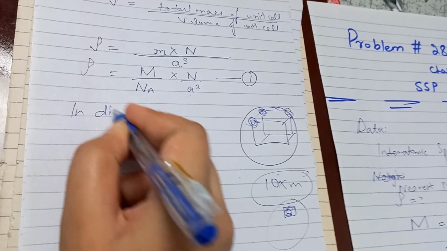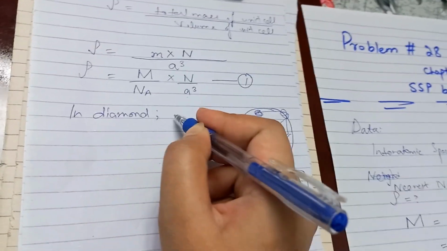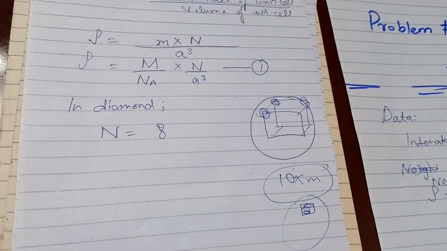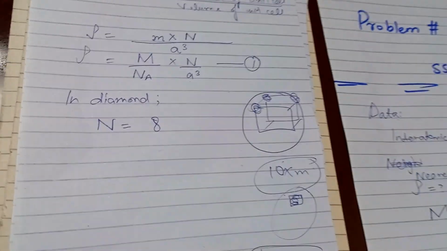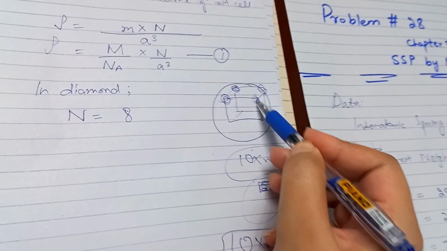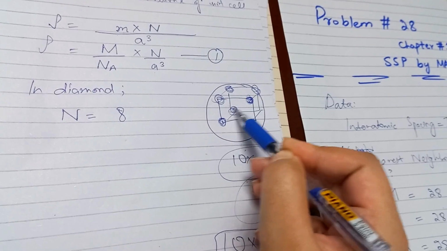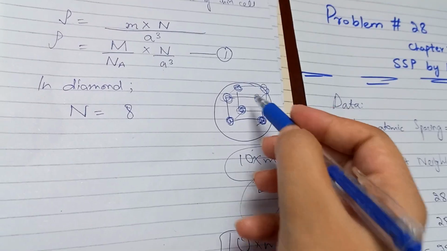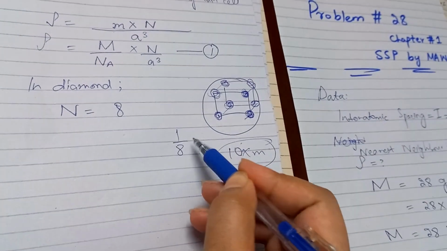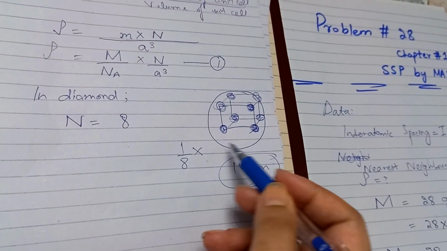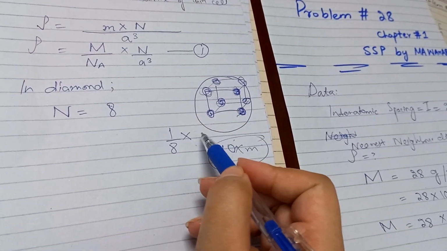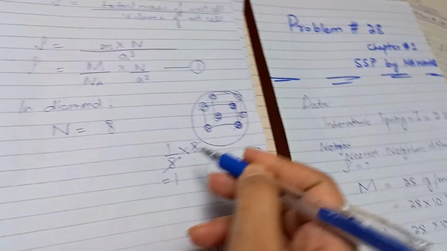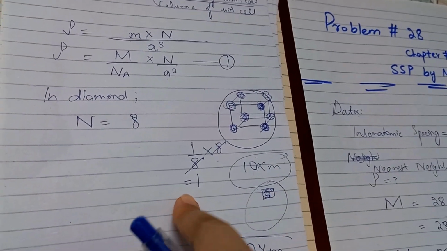In the diamond structure, the net number of atoms per unit cell is 8. There is no time to justify it. In diamond we actually have 8 atoms at the corners of the cube, and 1/8 of each is contributing to the unit cell. So 1/8 into 8 gives you 1. So the corner atoms contribute as a whole 1 to the unit cell.